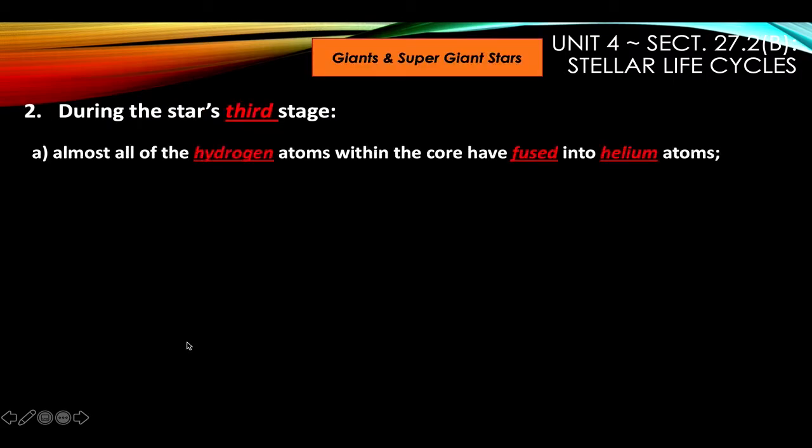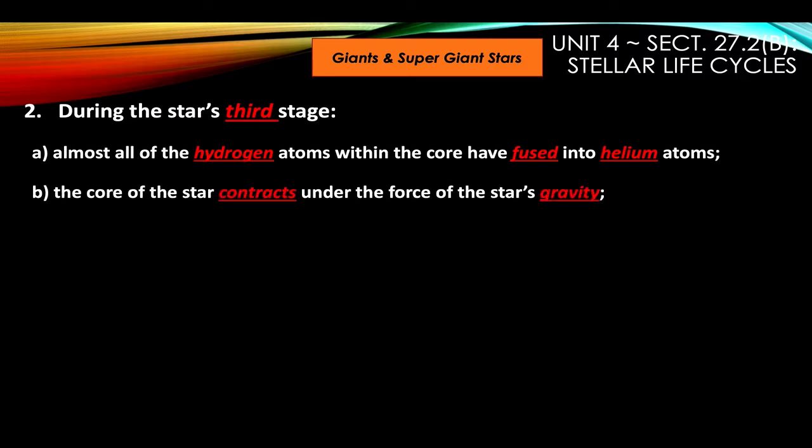The third stage is when almost all the hydrogen is gone within the core. It has fused into helium. In that case, the center of the star is not pushing out anymore because it's not having a nuclear reaction, so gravity will start to overcome it. It becomes the big force and starts to push everything towards the center.